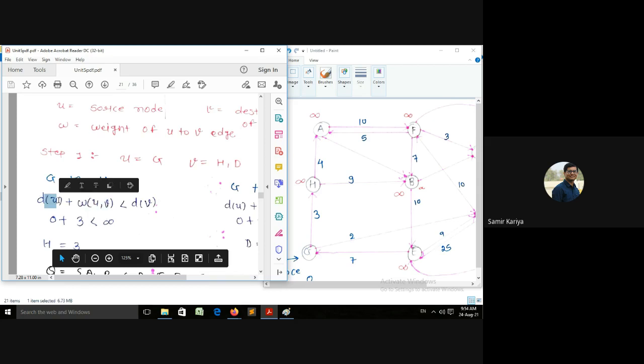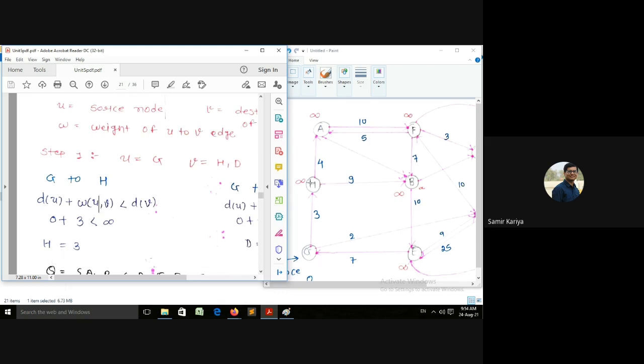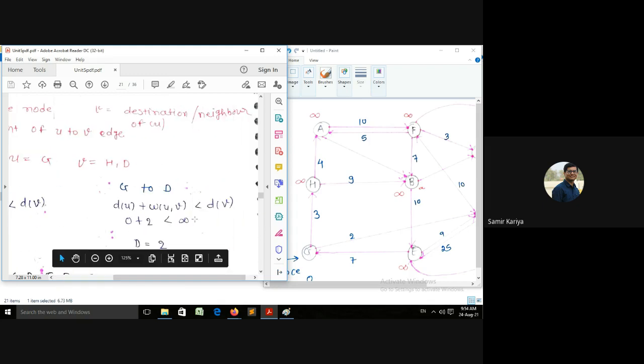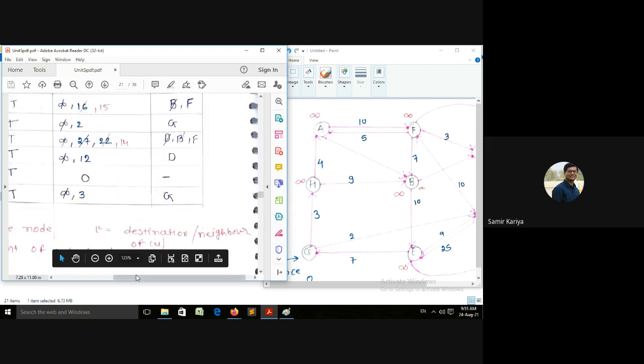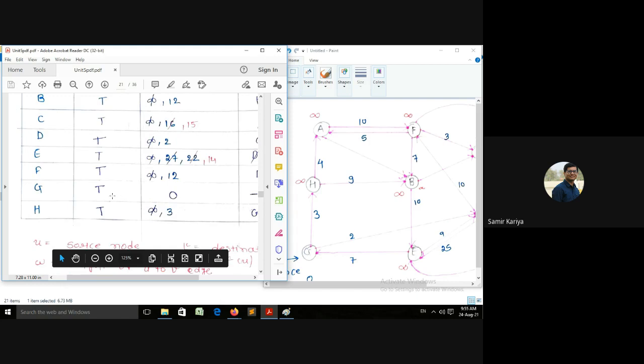D of U is its own distance, that's 0, plus U to V, that's 3, because this is a direct connection. So 0 plus 3, and here it's infinite. So obviously 3 is less than infinite, then we have to update. Similarly, G to D, we will get the answer 2. I'm just writing these two steps here.